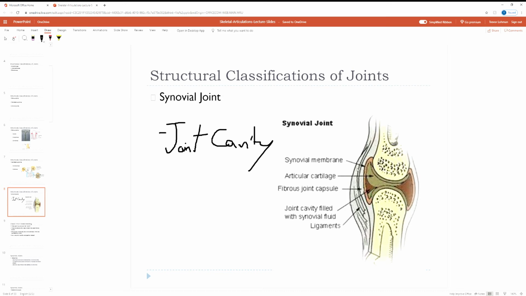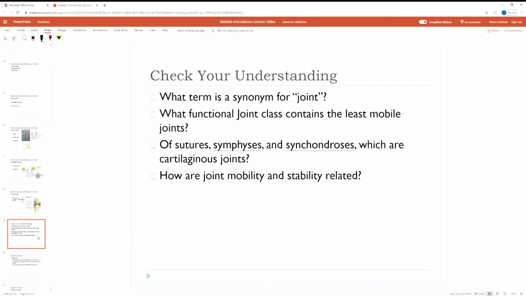Anyway, so there's a hollow joint cavity filled with synovial fluid, and we're going to talk all about that in a couple slides. So what's the synonym for joint? Articulation is a synonym for joint.